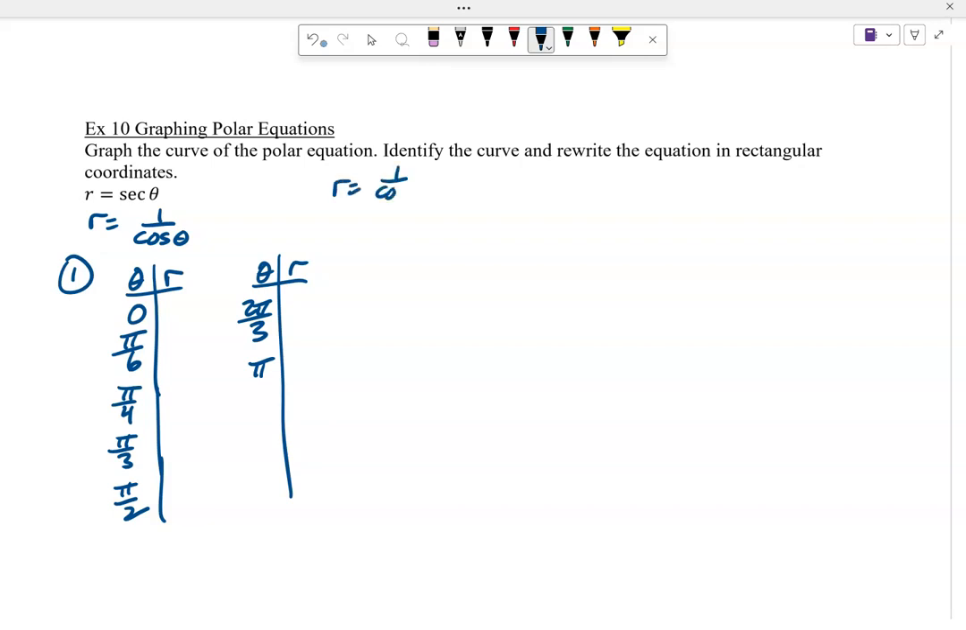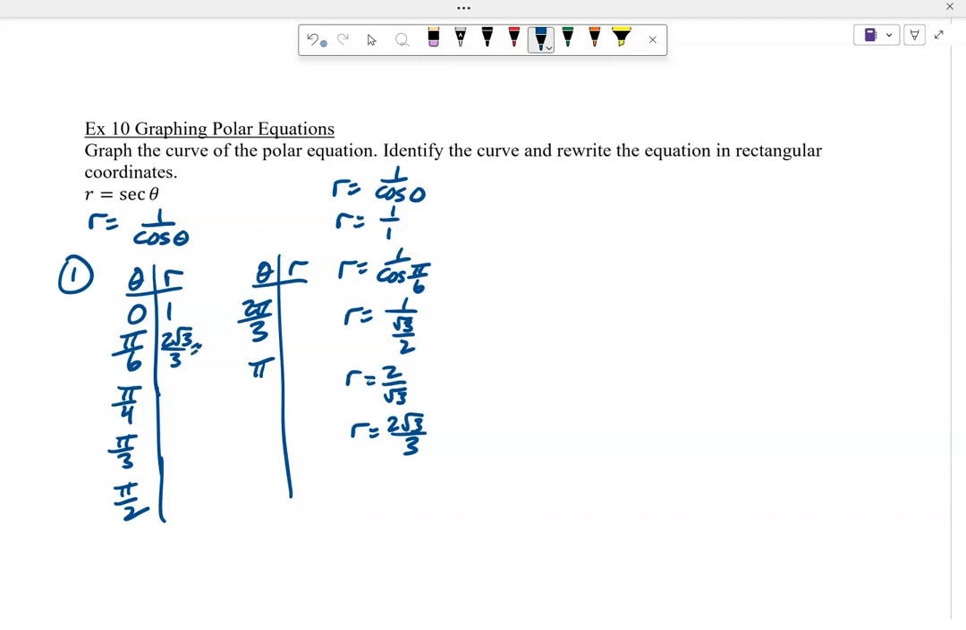So I got 1 over cosine of 0. I know the cosine of 0 is 1, so there's the first one. Let's do the next one. r equals 1 over cosine of pi 6. I know the cosine of pi 6 is √3 over 2, so I got 2 over √3, or 2√3 over 3, which, by the way, is 1.15.